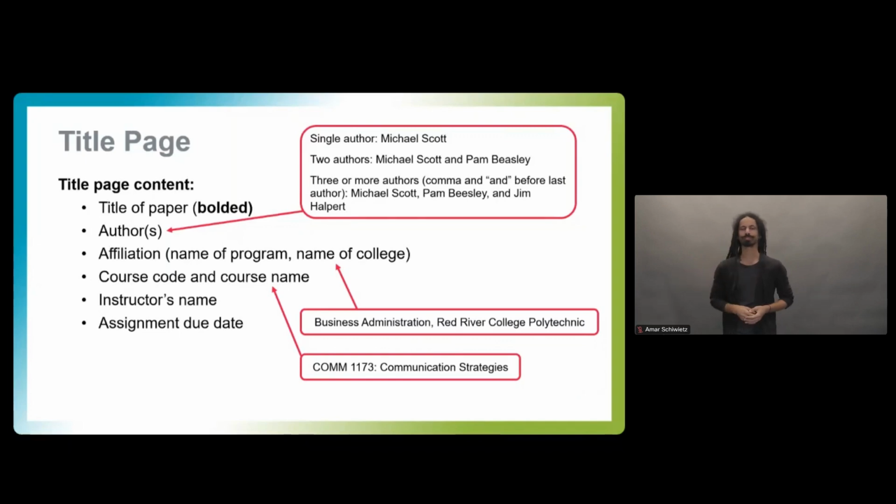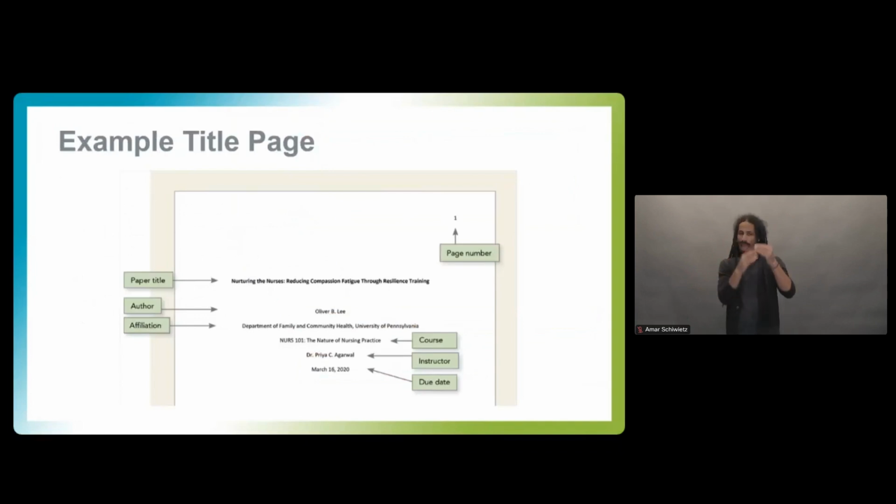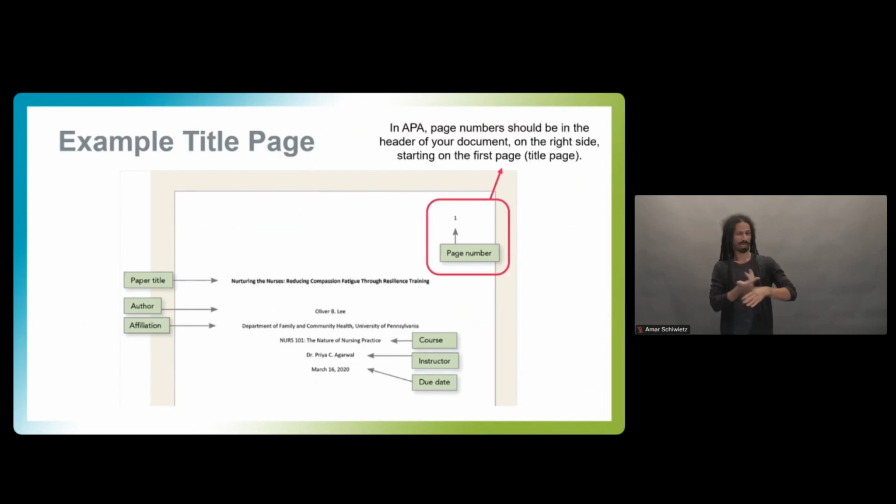So when we put all these elements together, this is what it could look like. You see the paper title, it's bolded, then there's an extra space, then the student name, affiliation, course info, instructor, and due date. Couple formatting things. I hope that you would notice maybe the page number, right? Page numbers begin on the first page of the document. That's different for different types of citation styles, but in APA, the page number, top right, starts on the title page, which is the first page of your document.